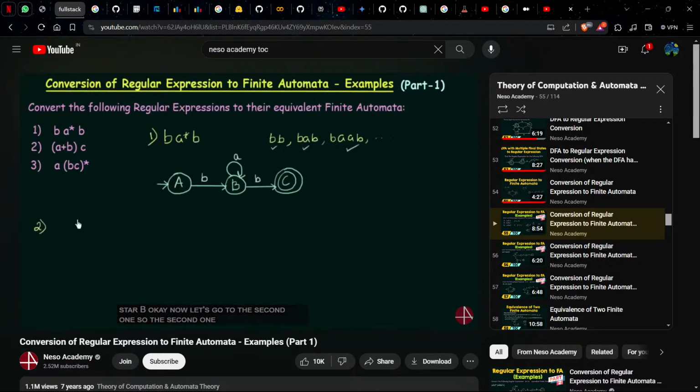Okay, now let's go to the second one. So the second one says a plus b, and then followed by a c like this. So here we have a union or a plus operation, and here we have an AND operation.